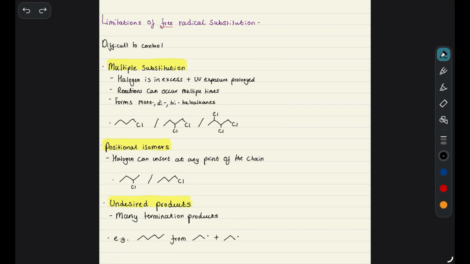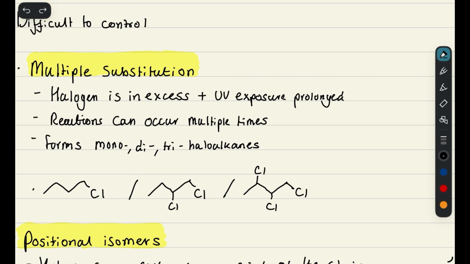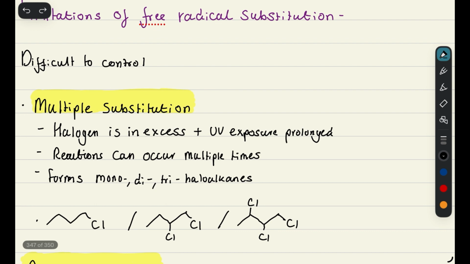Okay, so now there are limitations with free radical substitutions. It's by far not a perfect process. Normally it doesn't produce a big yield of the product that you want, and it's also very, very difficult to control, because like we said, you just pop it in a container, shine the UV light, and hope for the best. Now, what are problems that can happen with free radical substitution?